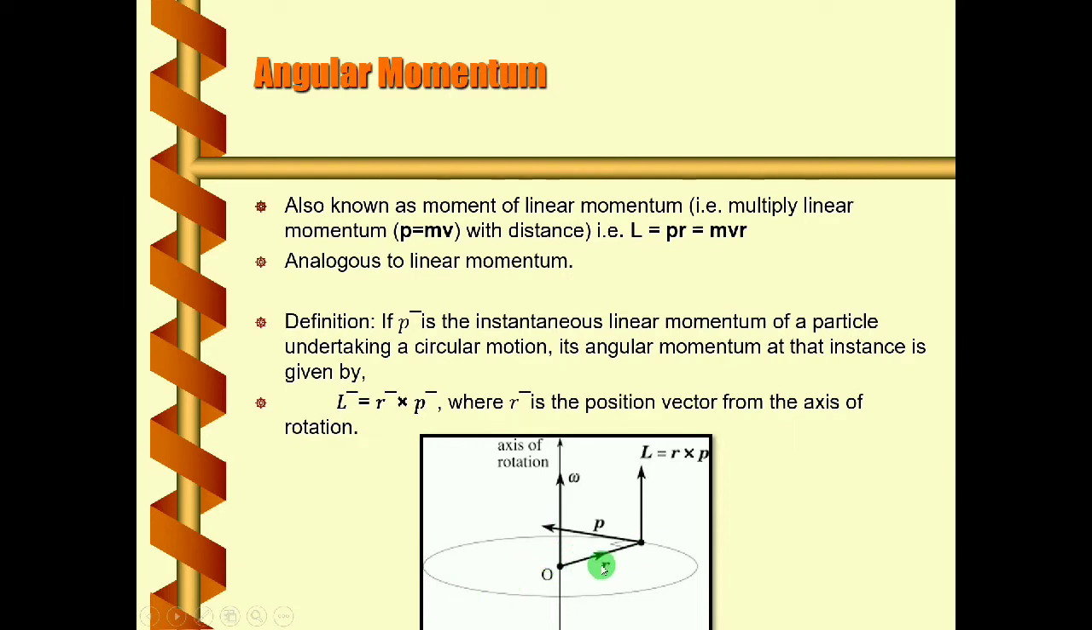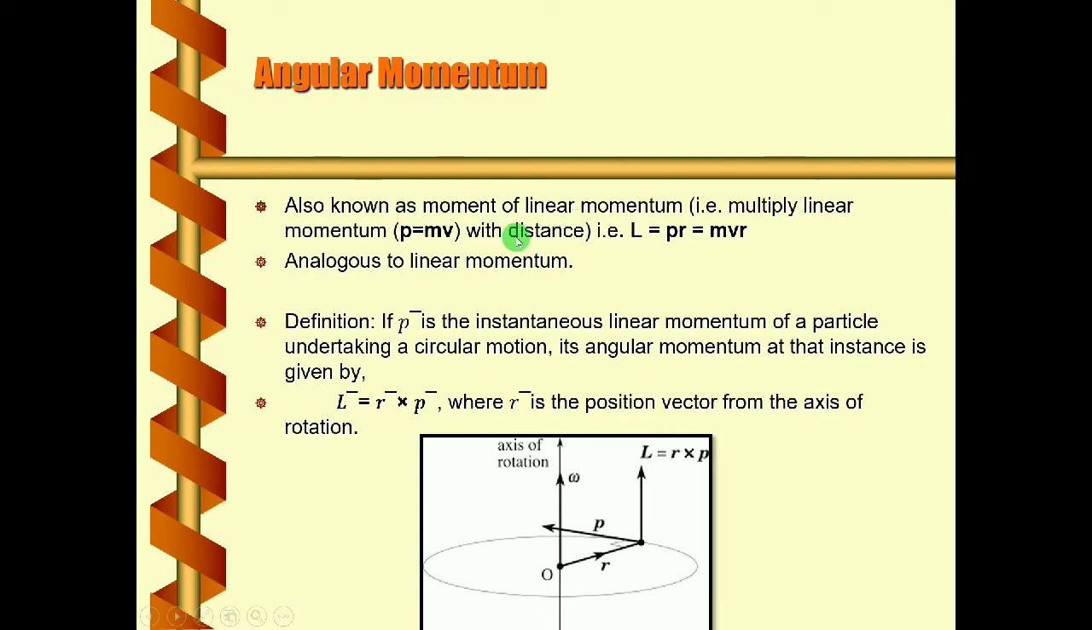You can see here in the figure, this is the distance of the position of the object from the axis of rotation. Suppose we take that distance as r. The linear momentum P is tangent to the position. So angular momentum can be written as r cross P in vector form, or L equal to P into r. L is the notation of angular momentum, P is linear momentum, and r is the distance of the object from the axis of rotation. So angular momentum is the moment of linear momentum.